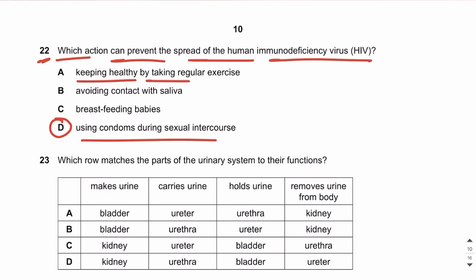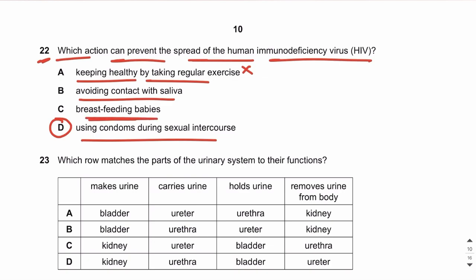Keeping healthy by taking regular exercise. Guys, this cannot prevent the spread of HIV. Avoiding contact with the saliva. Guys, you should know that the HIV in an infected person is present in the blood, in semen, in vaginal fluids, in breast milk. Much of it is not present in the saliva. Saliva rarely has HIV. So if you avoid contact with saliva, that is not a major factor that can prevent the spread of HIV.